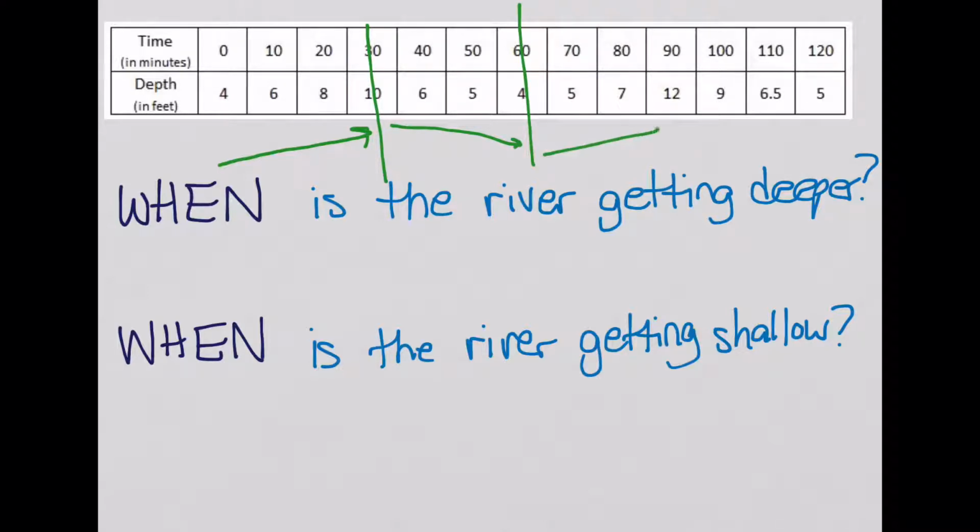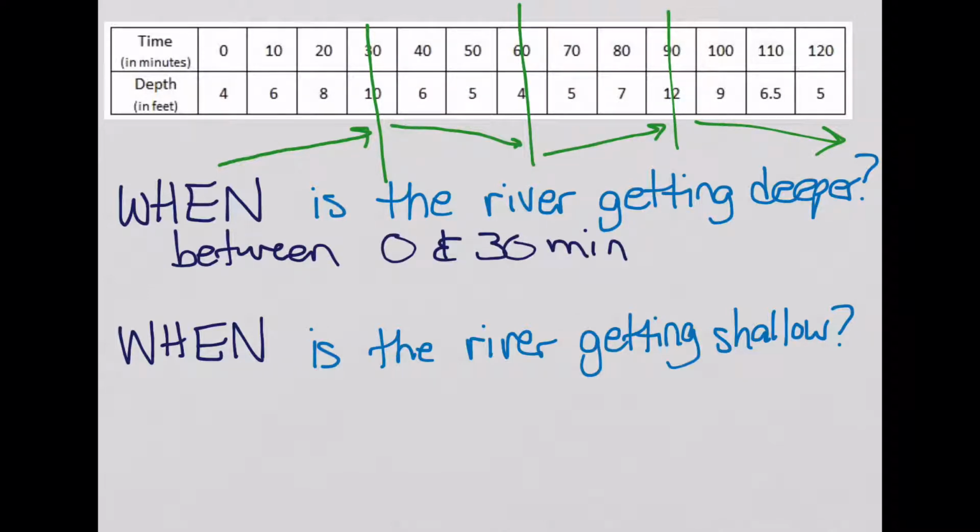And then it gets deeper again, and then it gets more shallow. So you can kind of see just from the green arrows that the river is getting deeper. It's building up to a maximum depth, and then it gets more shallow, and then it gets deeper, and then it gets more shallow. So the answer to when is the river getting deeper is between 0 and 30 minutes. Also, it's between 60 and 90 minutes.